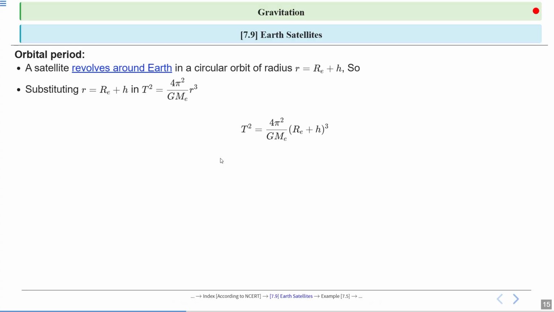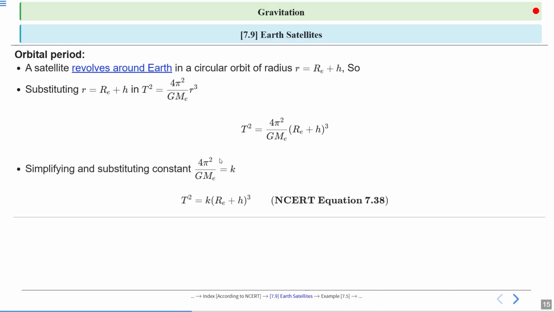So substituting r is equal to Re plus h in T square equal to 4 pi square divided by GMe into r cube, it will be T square equal to 4 pi square divided by GMe into (Re plus h) whole cube. This equation shows us how the orbital period depends on the radius of the orbit.